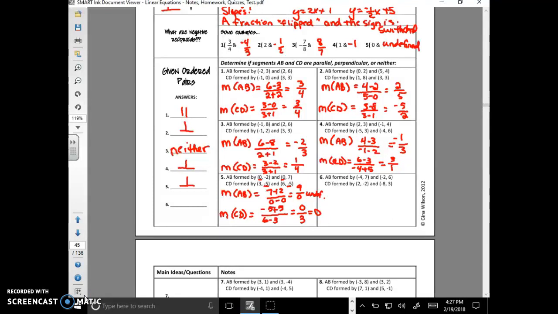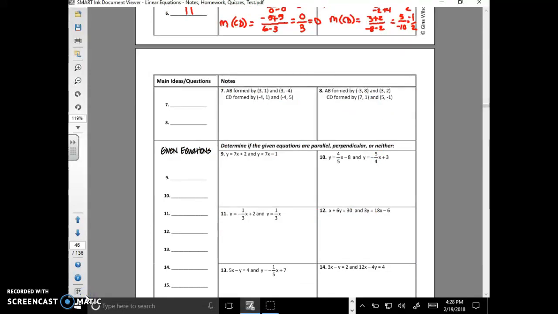Number 6. So the slope of AB equals 6 minus 7 over negative 2 plus 4, which equals negative 1/2. And the slope of CD equals 3 plus 2 over negative 8 minus 2. So that gives me 5 over negative 10. Let's simplify that: negative 1/2. They're the same slopes, so we're going to say this one is parallel.